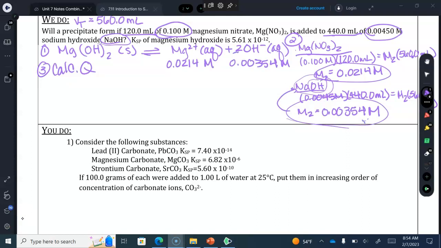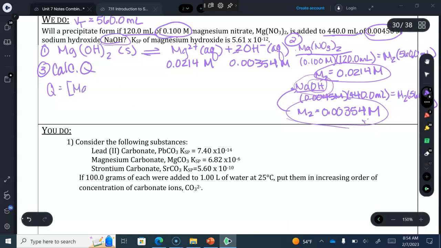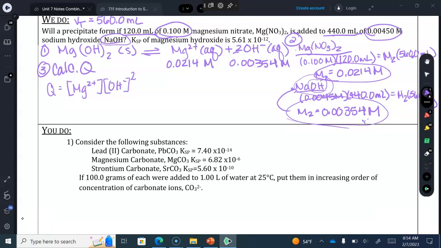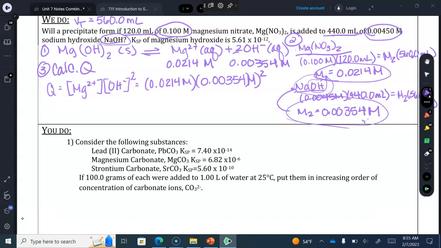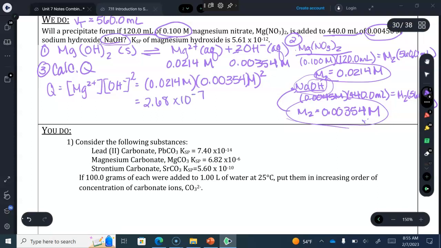Anyways, okay, so Q, or the K expression, right? They're the same, it's just different points in the reaction process. For this is the product of magnesium ion times the product of the hydroxide ion concentration to its coefficient. Since we know those concentrations, we are going to plug them in and figure out what Q is. So 0.0214 times 0.00354, and somebody working the maths after me, I got 2.68 times 10 to the negative 7. Yeah? Okay.